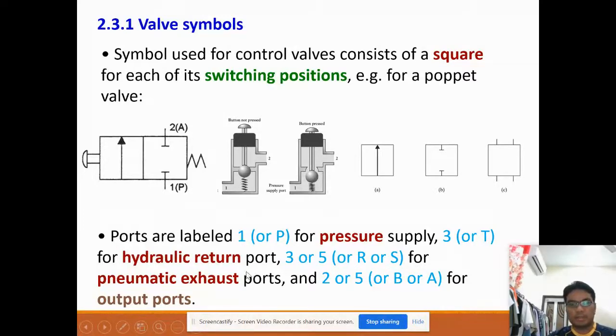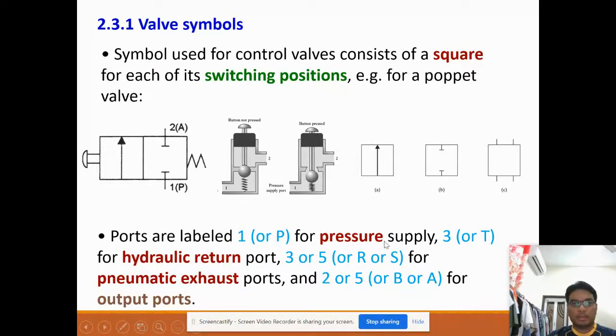This is basically what we have in solenoid 1. I will show you after this. And 2 or 4 or B or A is for the output ports. Let's see here how it functions.